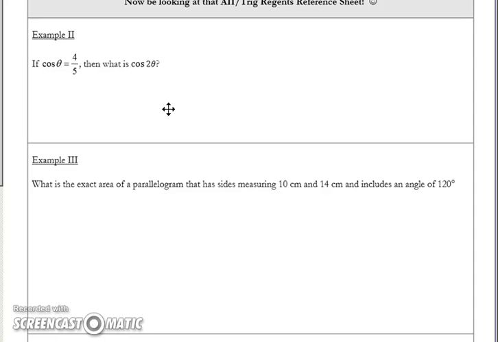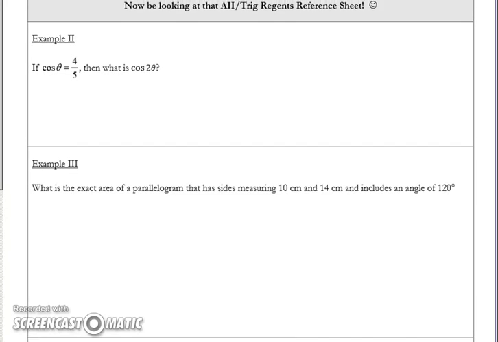Note that for examples 2, 3, and 4, you should now be looking at your A2 trig Regents reference sheet, the bright pink one that should be prominently displayed in your blue folder.